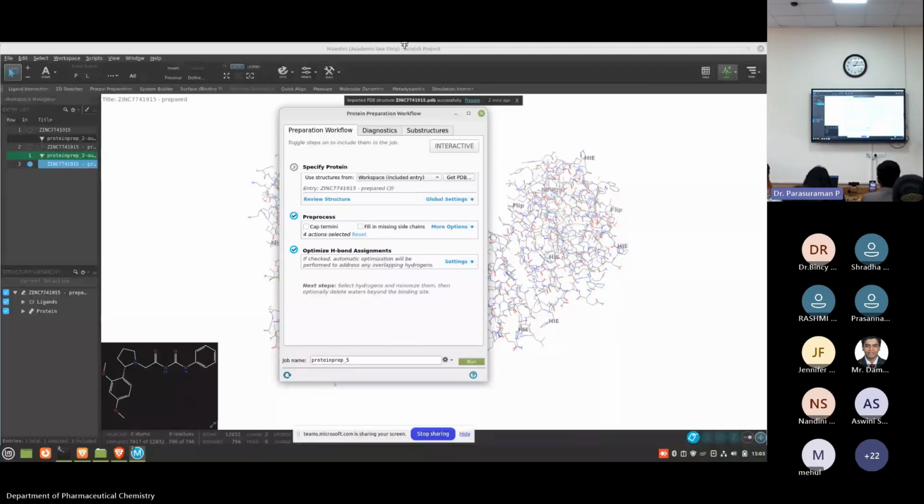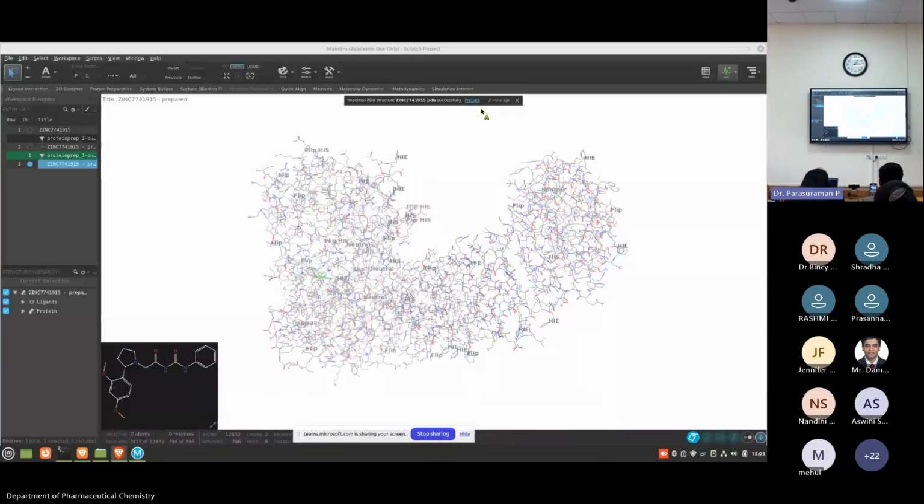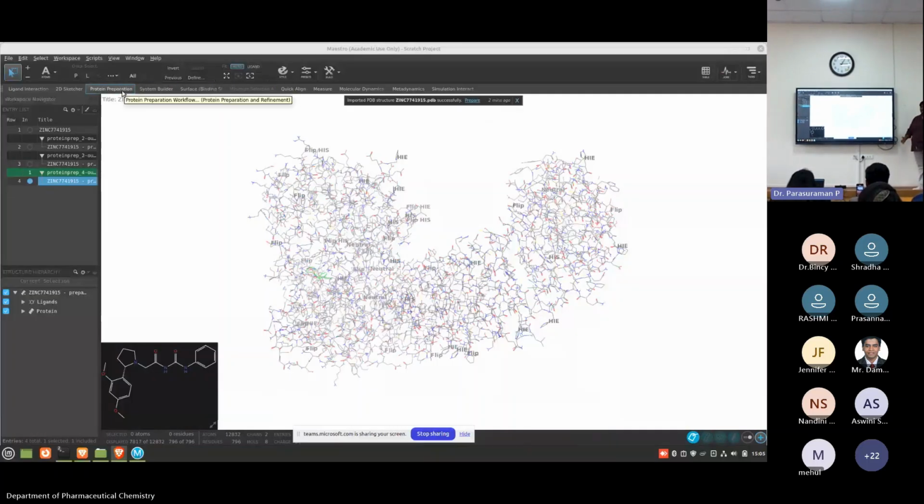Now the preparation of the complex has been done. Now we'll go for the system builder. In the theory I have already explained the different methods, like adding periodic boundary conditions, water, ions, everything. Now we'll build the model using the tab called System Builder.